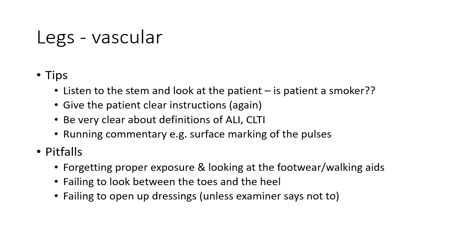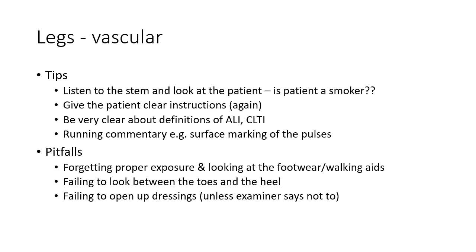Give the patient very clear instructions, right, with regards to walking, elevation of the leg for your Buerger's test, right? Be very clear about your definitions of what is acute limb ischemia, what is chronic limb-threatening ischemia, or some older examiners may say critical limb ischemia, right? One of the tips is to use a running commentary when you're feeling the pulses, especially the surface markings of where you're looking for the pulses, because this may help you to answer some of the questions that they have already planned for later on.